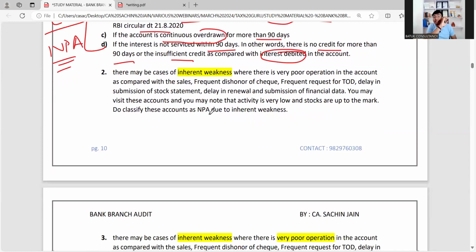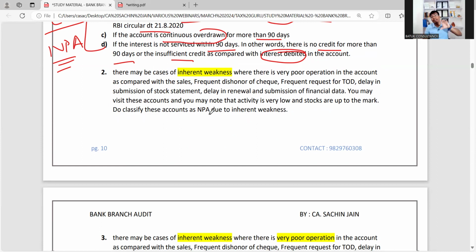There may be cases of inherent weaknesses where there is poor operation in the account as compared with the sales, frequent dishonor of cheques, frequent dishonor of TOD, delay in submission of stock statement, delay in submission of renewal, and delay in submission of financial data. In that case, this account should be classified as NPA based on the inherent weaknesses. This is the circular of the Reserve Bank of India.